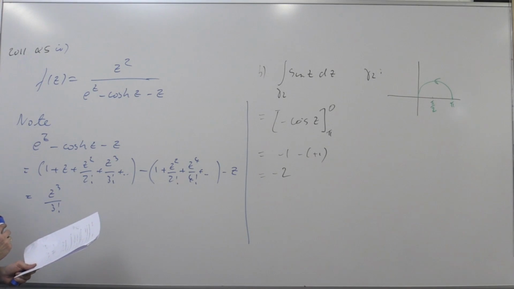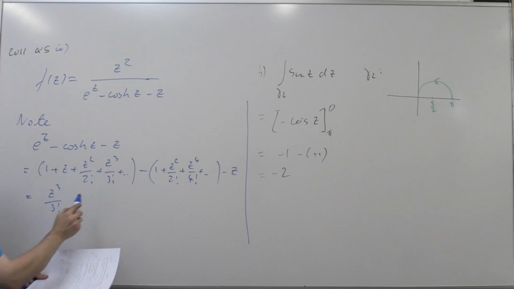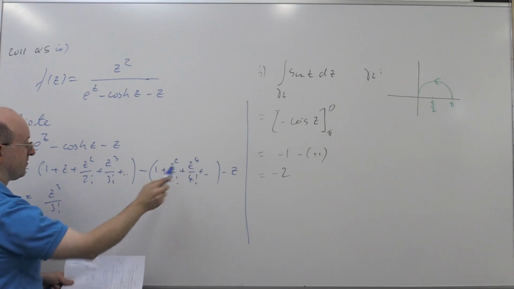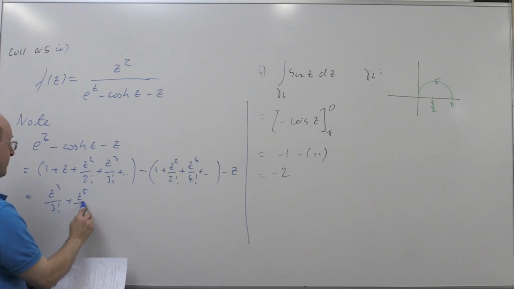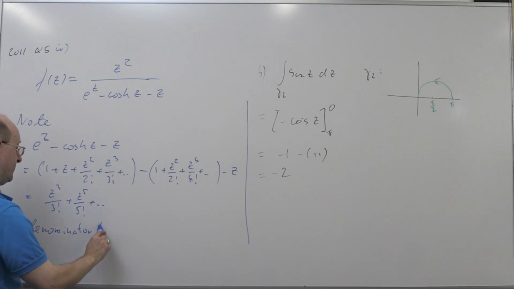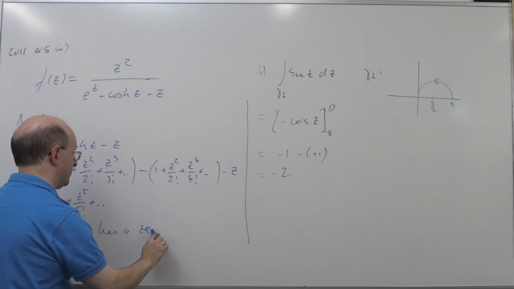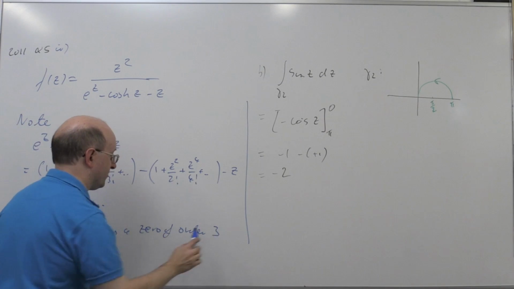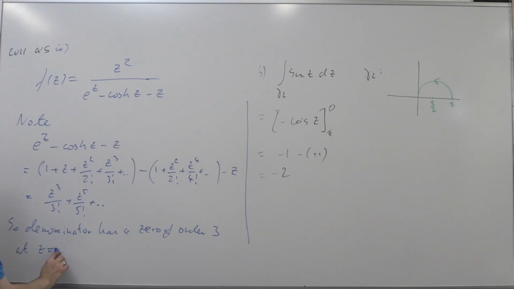z cubed on 3 factorial. I got the series for cos right there, yep. In fact, the next term, the z to the 4th on 4 factorial, will cancel off. The next one that will survive will be the z to the 5 on 5 factorial, plus and so on. So e to the z minus cos z minus z has that as its Maclaurin series, beginning with the z cubed. We see that the denominator has a zero of order 3 at z equals 0.